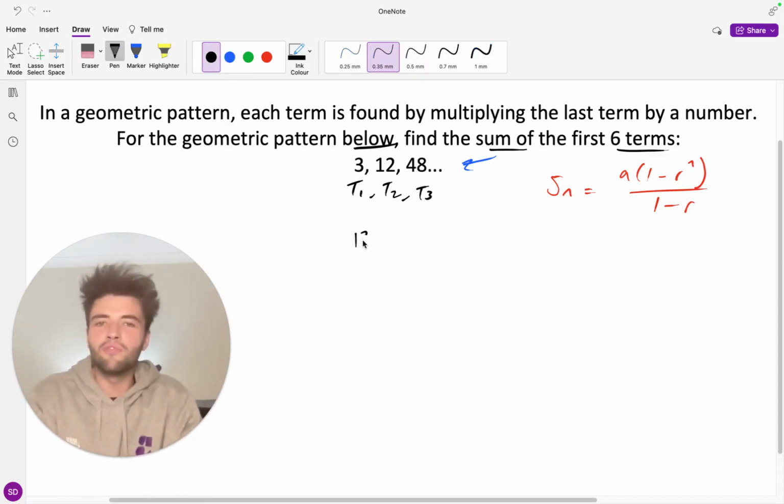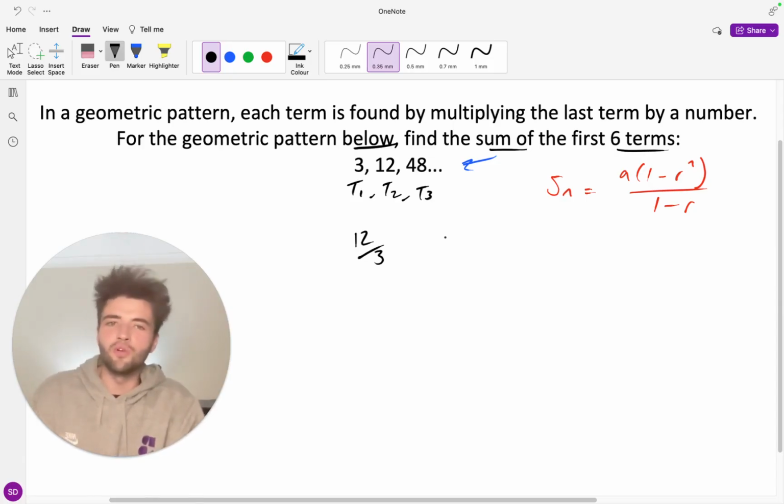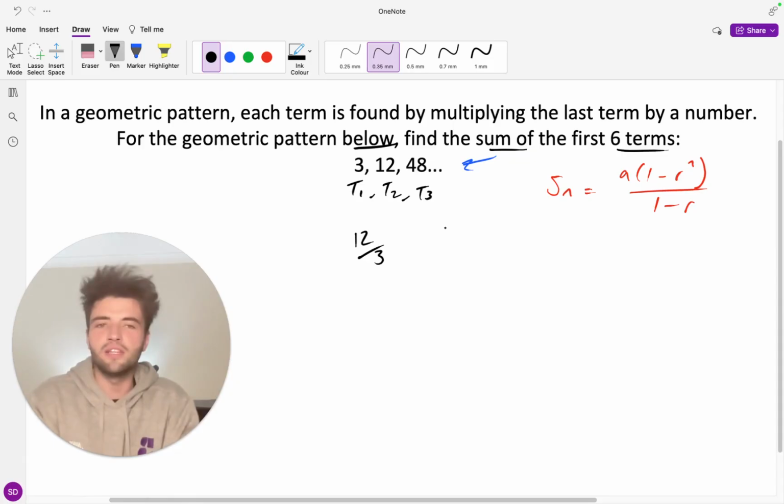So we're going to have 12, and we're going to just divide this by the term that comes before it, so t2 over t1. We could also do t3 over t2, but I think it's just more straightforward to do the first two. So 12 divided by 3 is going to be 4, so that is going to be our common ratio r.